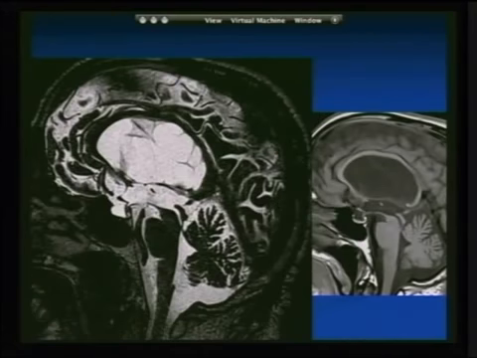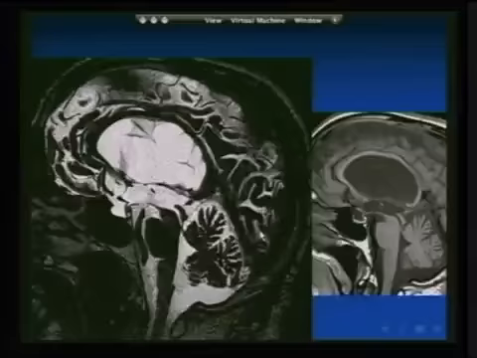Performing this marvelous sequence, we can see that there is a web, undiagnosed, neglected, unnoticed for 60 years. This web is obstructing the aqueduct and was not really noticed on the sagittal T1.